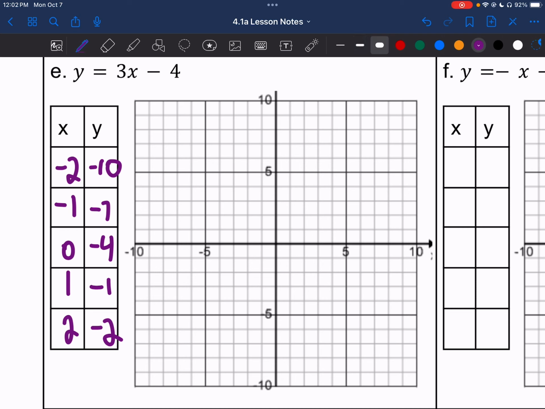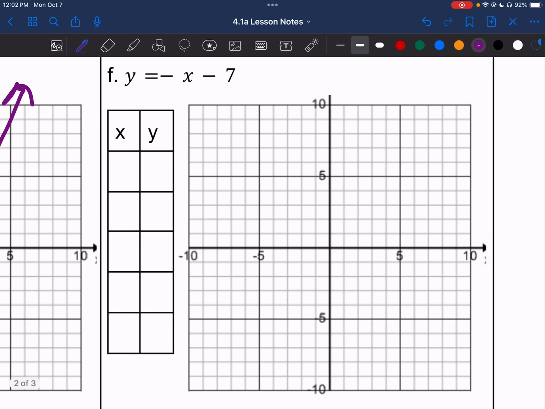And now I'm going to go ahead and graph those. So I have negative 2, negative 10, negative 1, negative 7, 0, negative 4, 1, negative 1, and 2, positive 2. Because 2 times 3 is 6. 6 minus 4 is positive 2. All right. We'll draw on our line. And we have our arrows at the end of it. Okay.